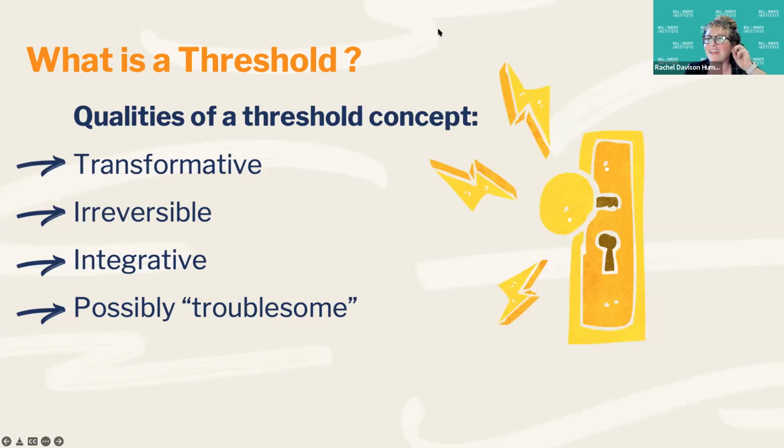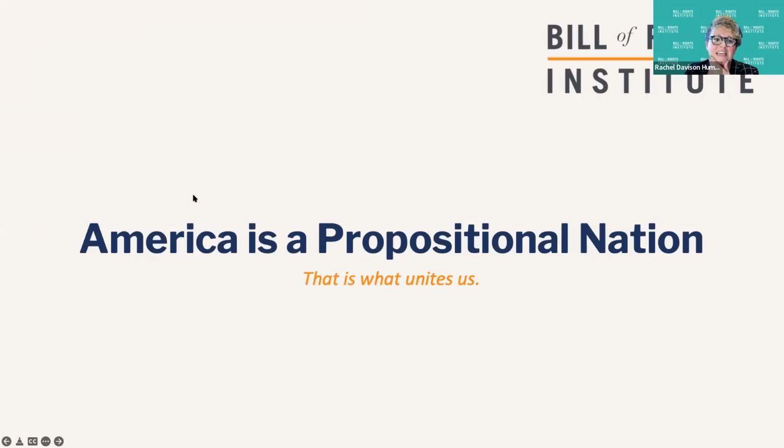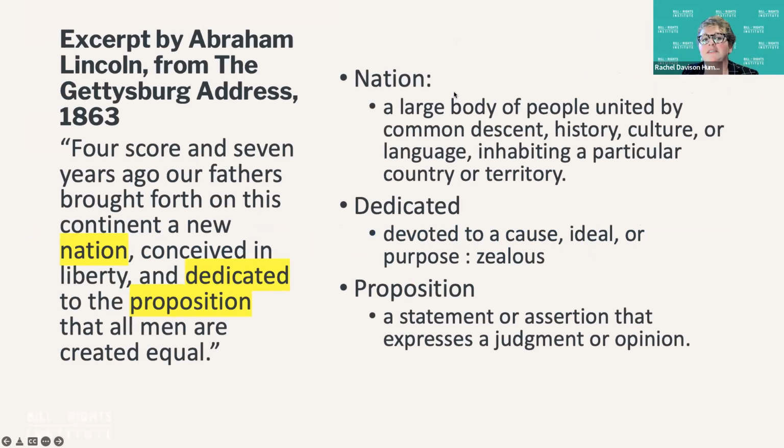So here's my thought. When tasked with the question of what unifies us, what makes us we the people, I have a suggestion. And this suggestion is the thing that unifies us as we the people is that America is a propositional nation. What does that mean? Okay, so we're going to take about 10 minutes. We're going to do a close read. You guys ready? Okay, so this idea of the propositional nation actually comes from the Gettysburg Address.